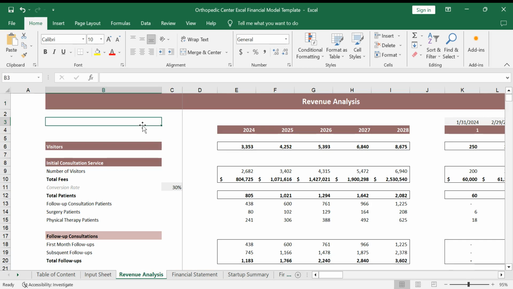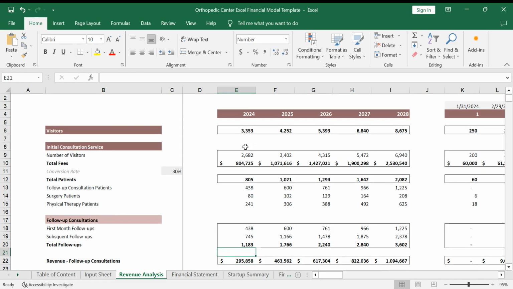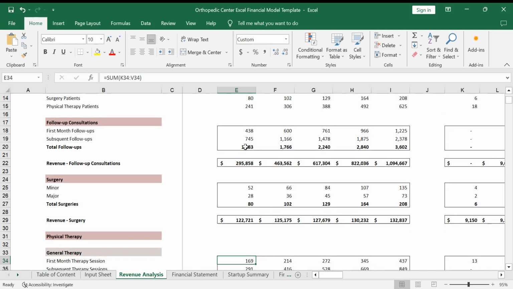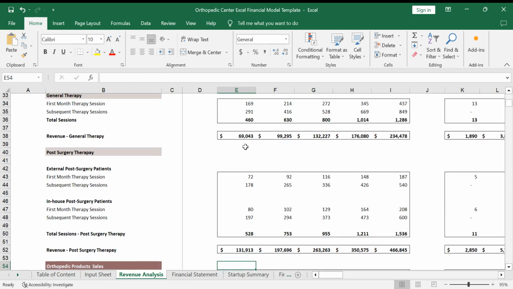Moving on, this is our sheet for the revenue analysis. It shows how much revenue we are generating each month and how much it is costing. We started with the visitors and then moved on to the number of visitors getting the initial consultation services. Applying the conversion rate of 30%, we get the number of patients, and then we have divided those patients into our three streams, that is follow-up patients, surgery patients, and physical therapy patients.